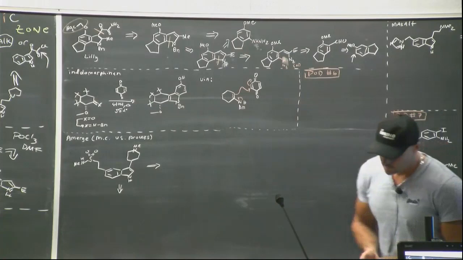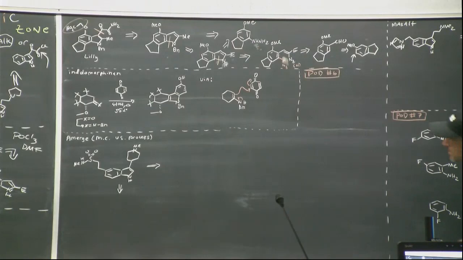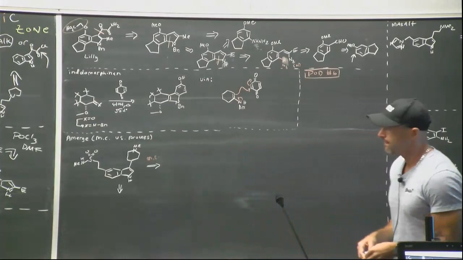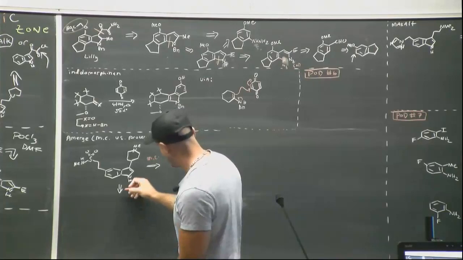So eMERGE, how do you make this stuff? How about the MedChem route? What's the quick and dirty way to make this through MedChem? Sorry, a what? Alkylation with piperidone. Alkylation with? Piperidone. Well, so what Max has identified is the process route.